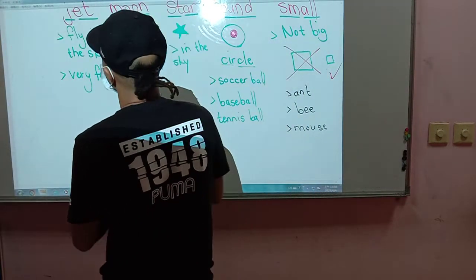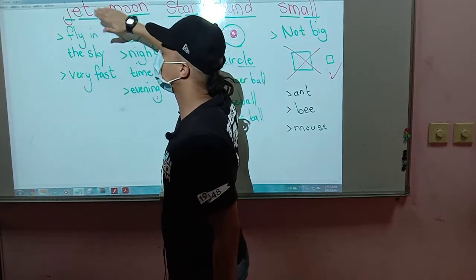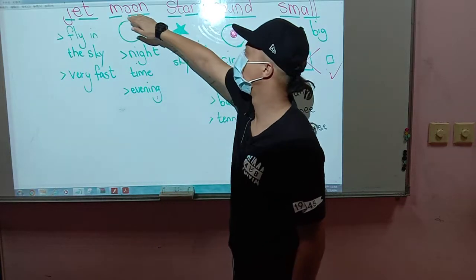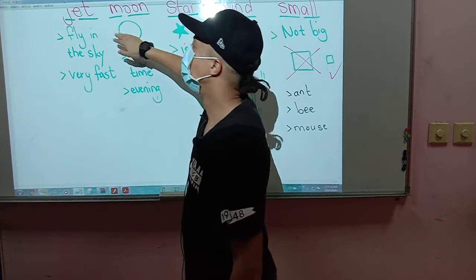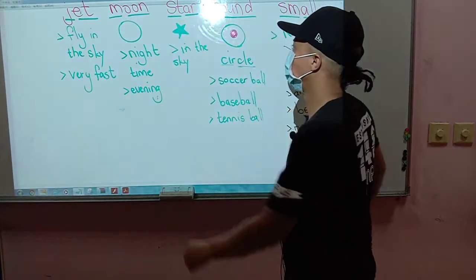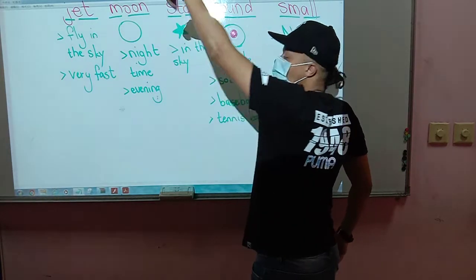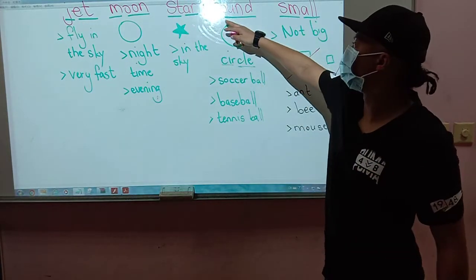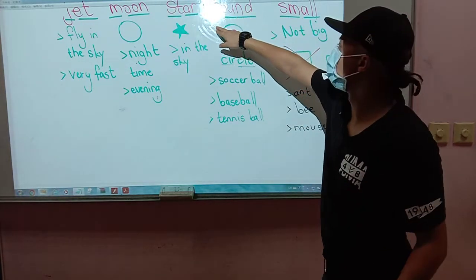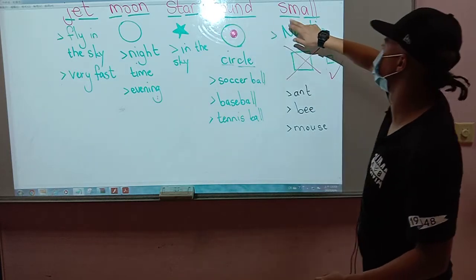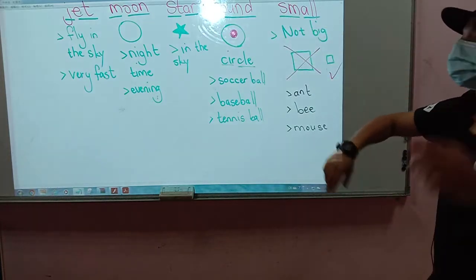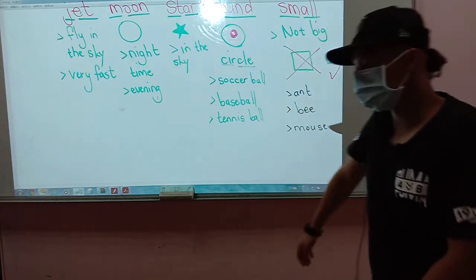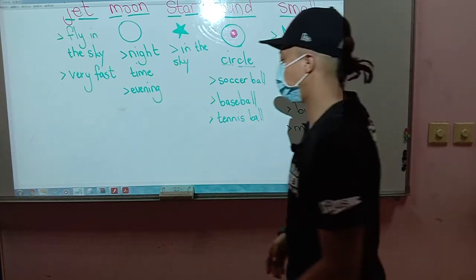So let's go ahead and look at it again. J, et, jet. Can you say it? J, et, jet. M, un, moon. St, r, star. Round, round. And small, small. Okay, boys and girls. Now, let's go back into our books.